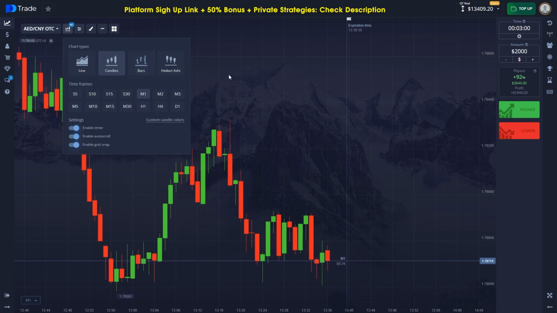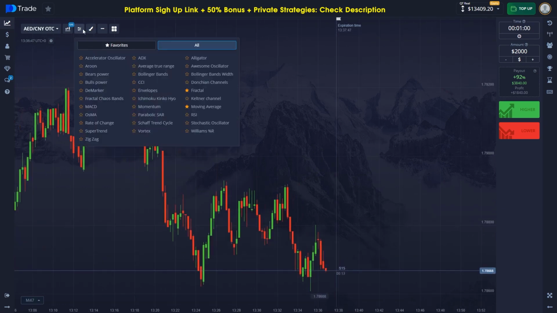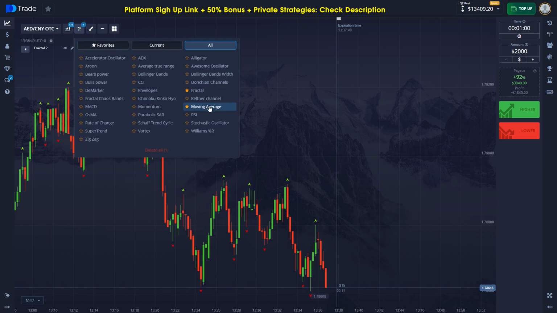We select a candlestick chart type and a time of 15 seconds. Expiration time is 1 minute. We connect one fractal indicator and two moving average indicators.